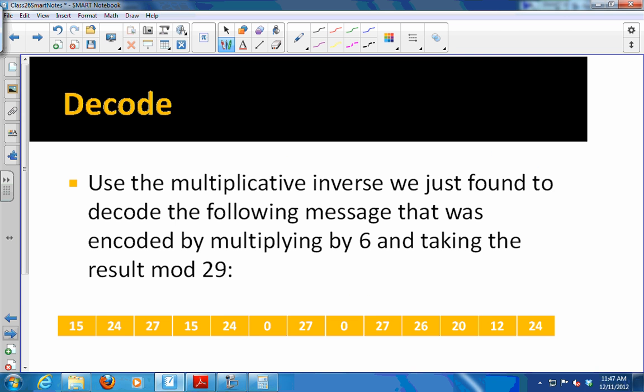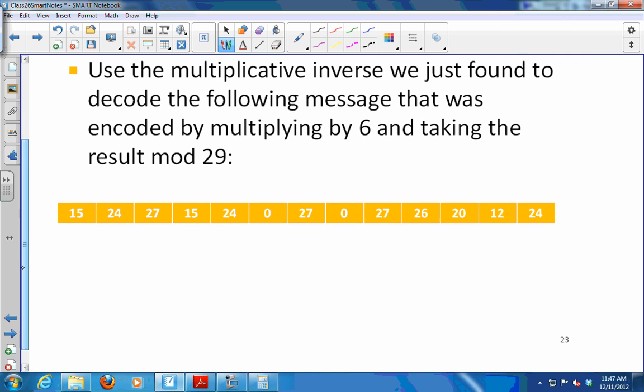Okay, so now I'm going to use that multiplicative inverse to decode this message. It was encoded by multiplying by 6 and taking the result mod 29. So to decode, I'm going to multiply by 5. Multiply by 5 to decode because 5 undoes 6. 5 is the multiplicative inverse. So 15 times 5, 75. 24 times 5 is 120.